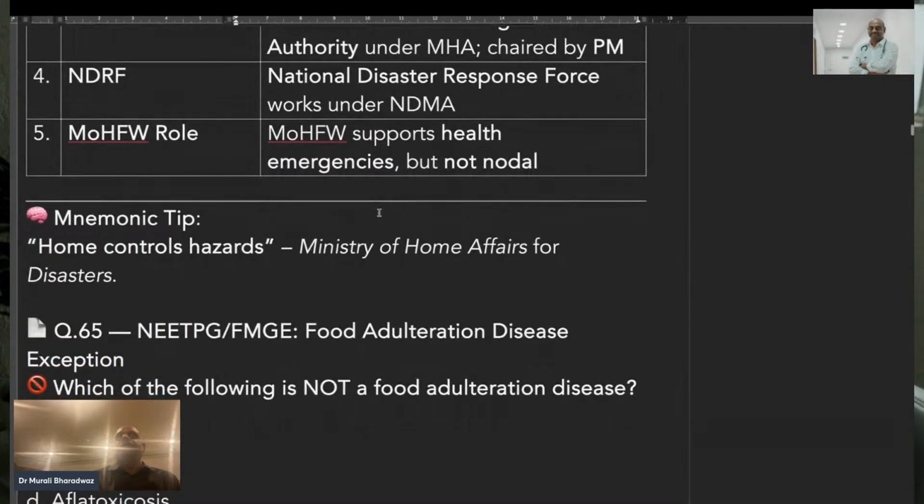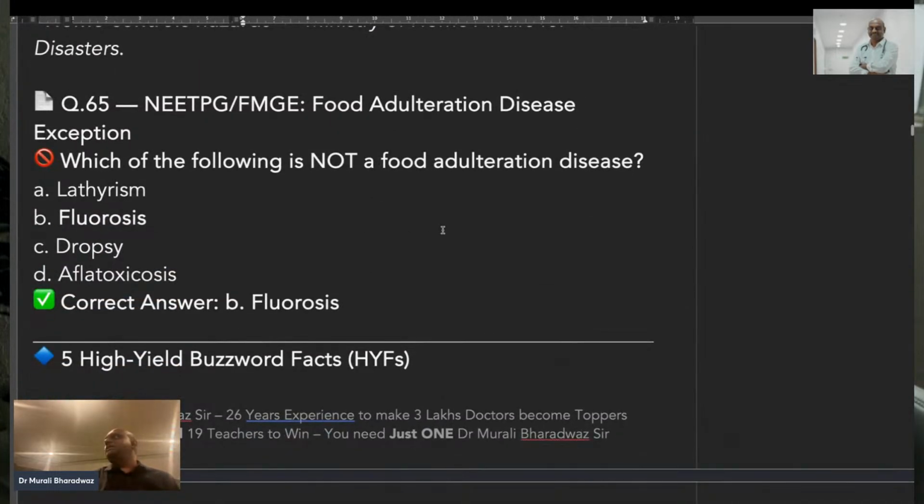Now, doctor, which is not a food adulteration disease? Fluorosis occurs by water. Lathyrism, epidemic dropsy, aflatoxicosis: note down these three, because lathyrism is due to Lathyrus sativa. What is the toxin in that? What do you get from mustard seed? What do you get from argemone oil? Epidemic dropsy. And aflatoxicosis. Ask them to tell about these three.